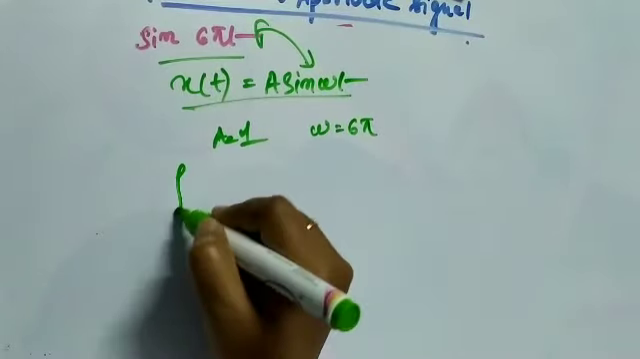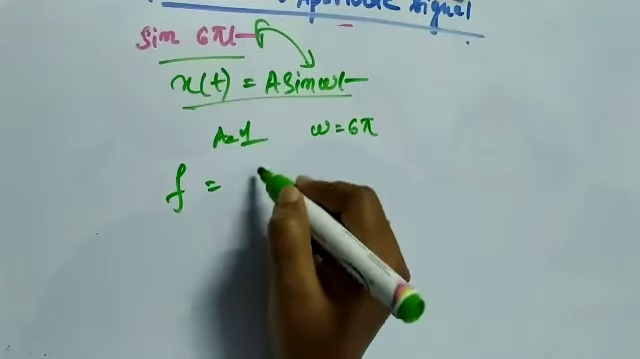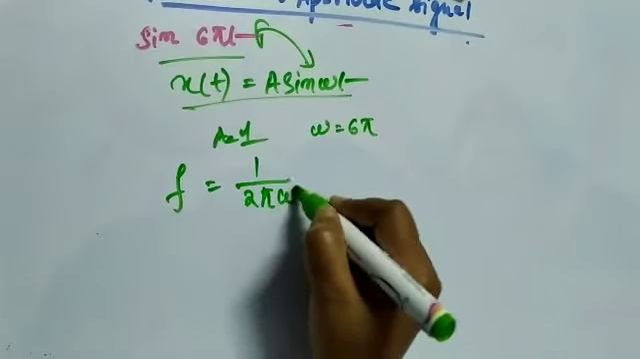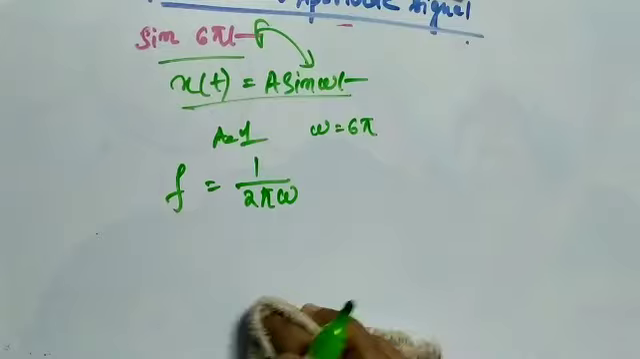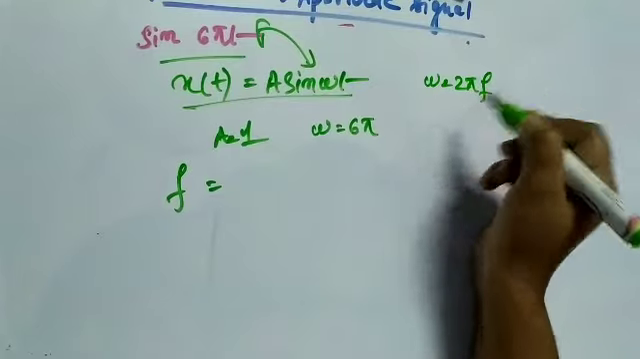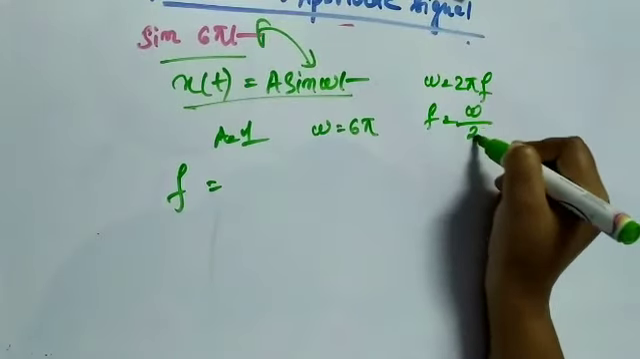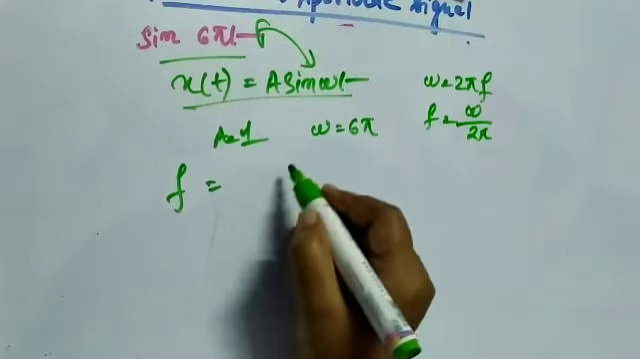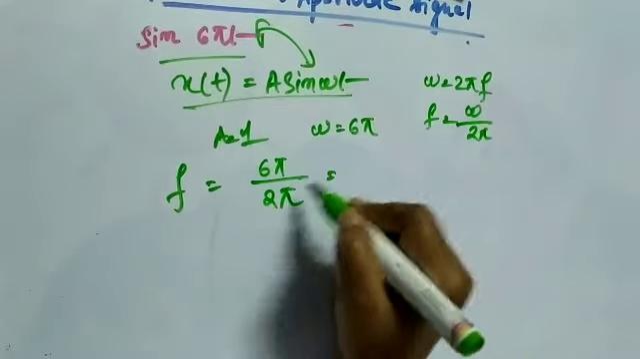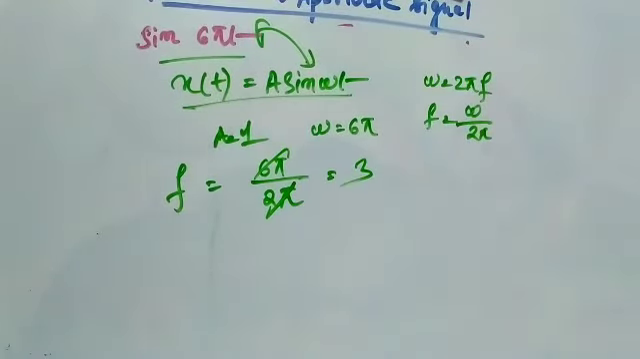So you already know the value of omega. Now your next task is to find out the f. Omega equals 2 pi f is the formula. Therefore f is equal to omega by 2 pi. So your task is to calculate this. So f equals 3. It may be any unit, hertz or kilohertz. If the unit is not given in your question, you can write anything.